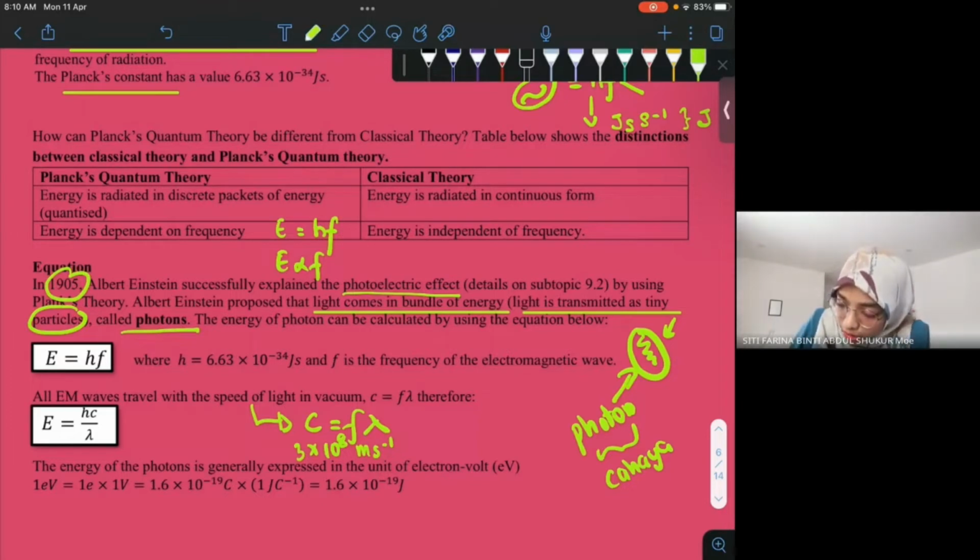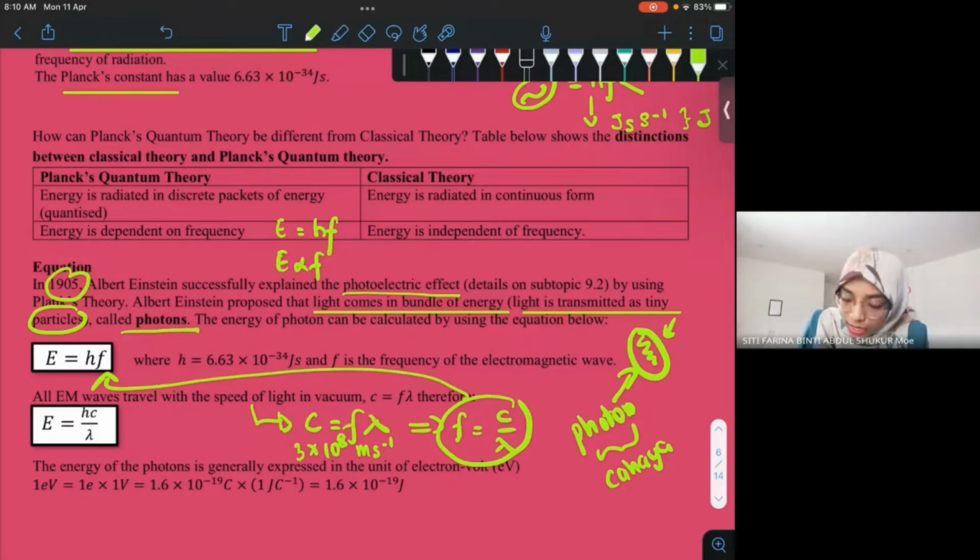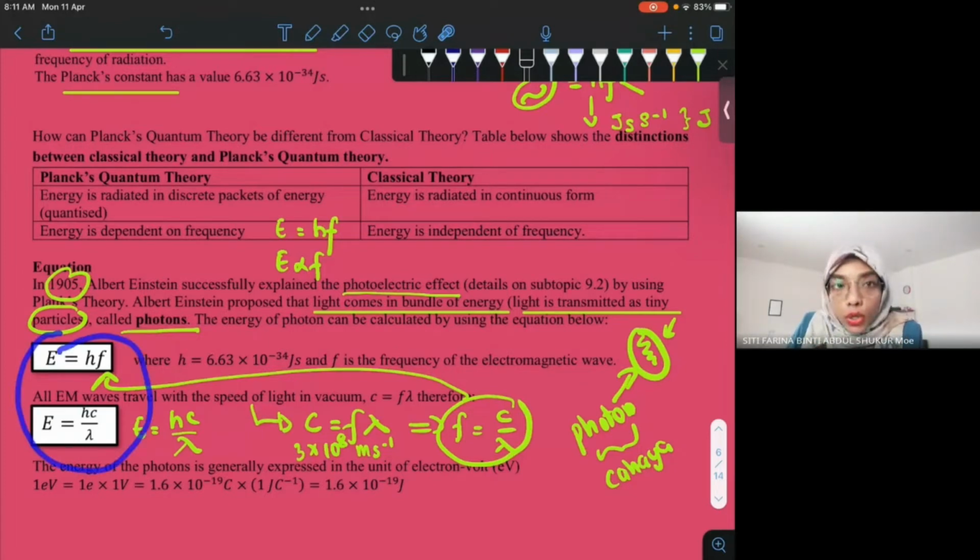So now, rearranging this equation, f is equals to c over lambda. Therefore, you can substitute this into our energy equation and you will end up with EM wave also has an energy of E equals hc over lambda. Okay, so both are the same thing. It depends on what information we have. If the frequency value is not given, and the lambda value is given, then we use this equation, because h and c are constant here. If the value of frequency is given, you can use this to find the energy of our photon.